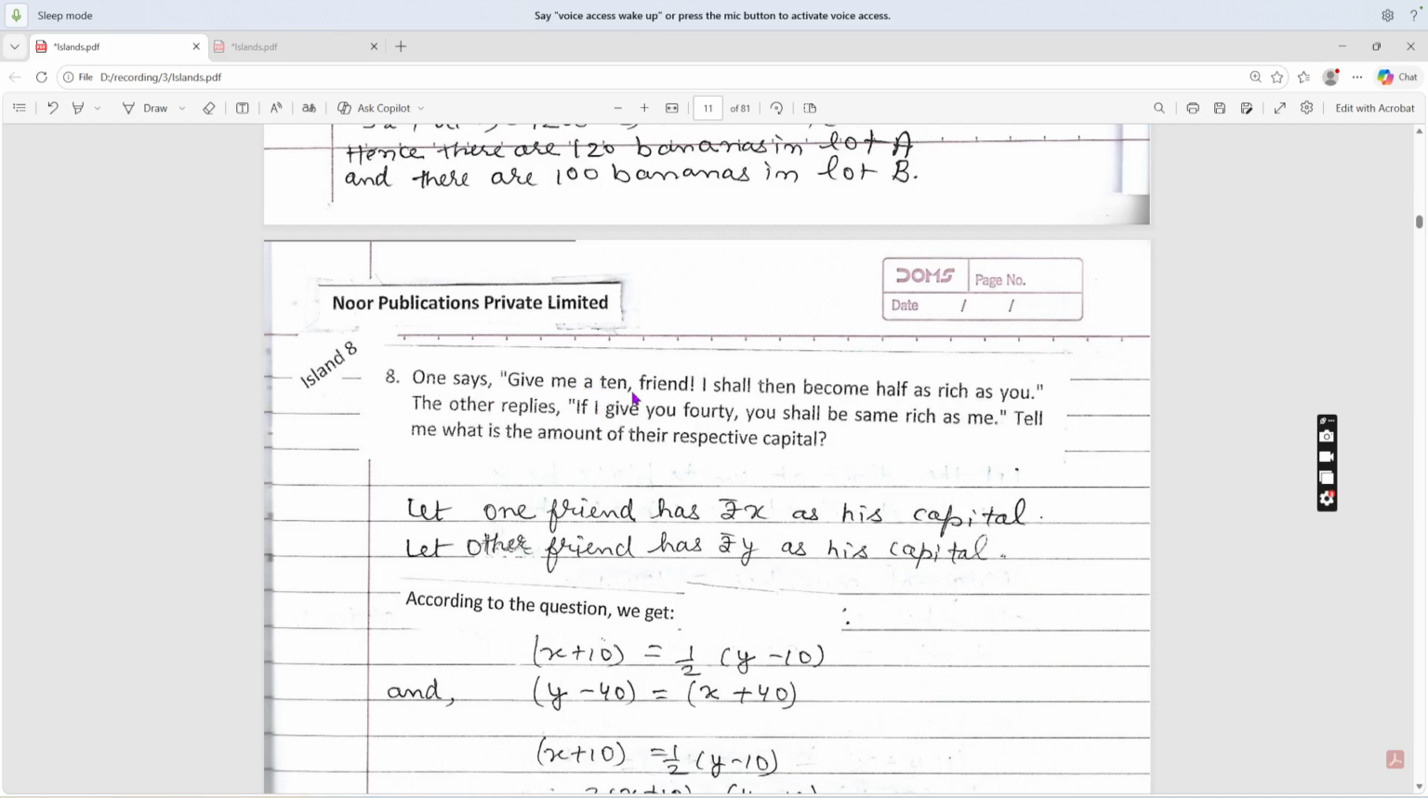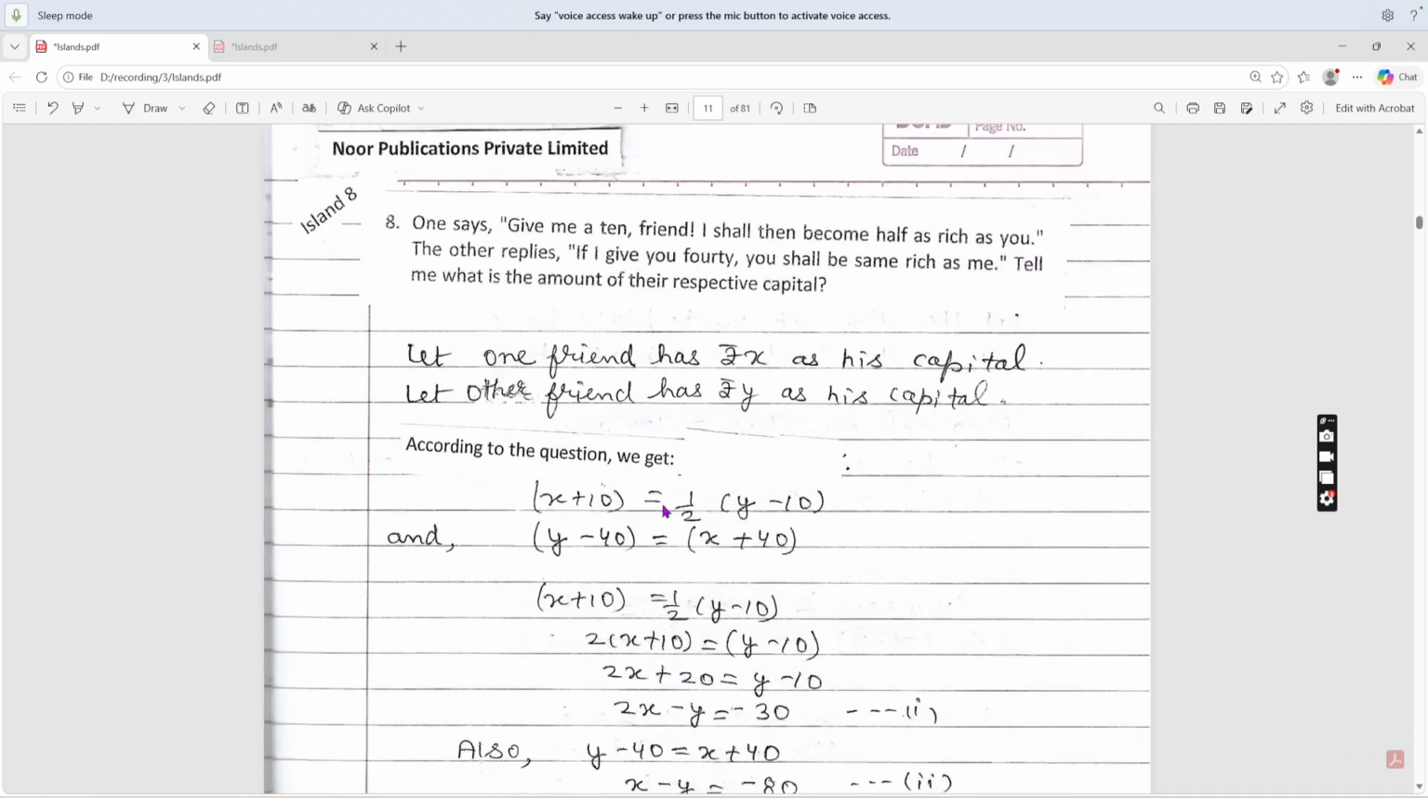One says, give me a pen, friend, I shall then become half as rich as you. Now just see, the ratio is half, and when the first friend gets plus 10, the other friend would definitely lose or sacrifice 10. So it is plus 10, it is minus 10, and the common ratio is 1 by 2 because it is written half.